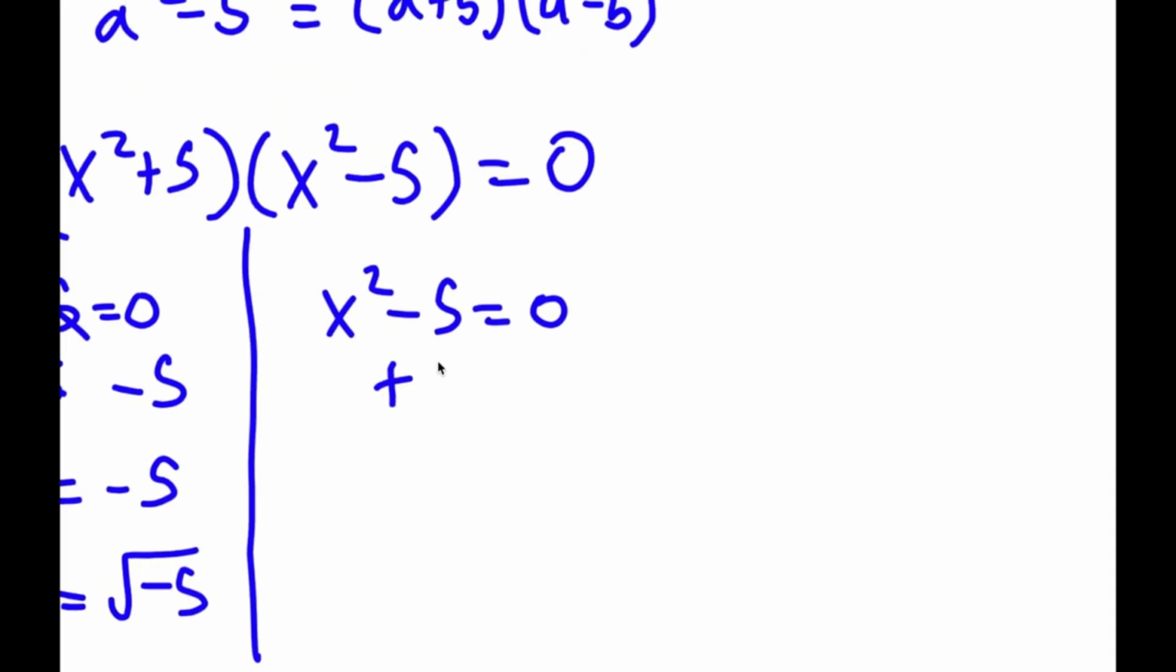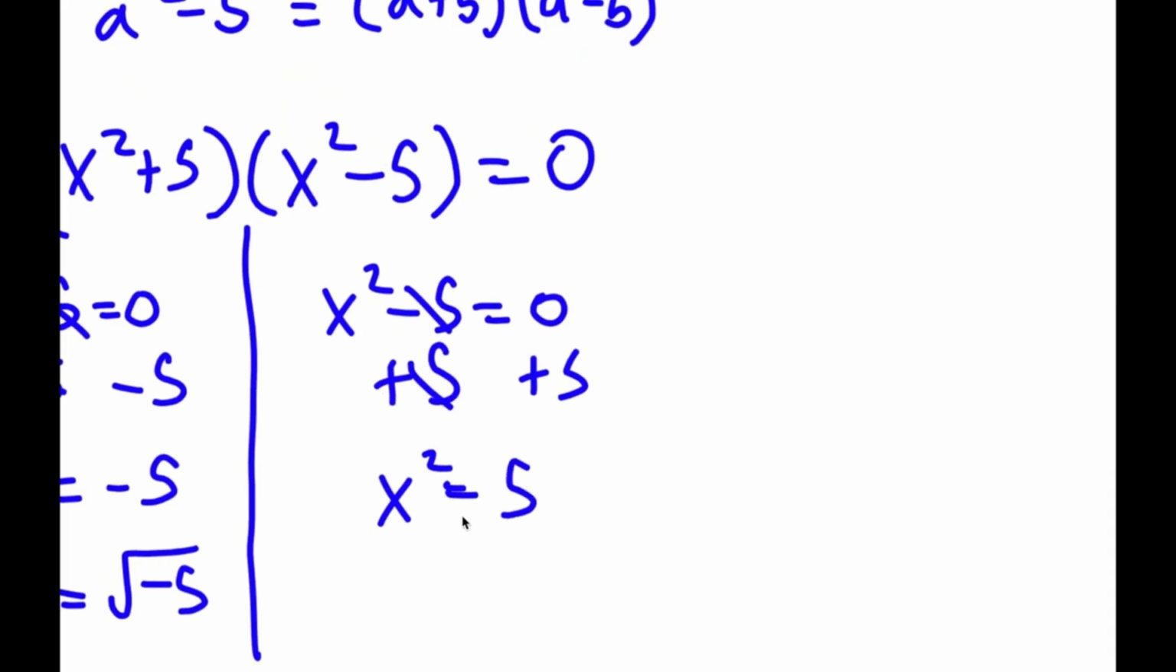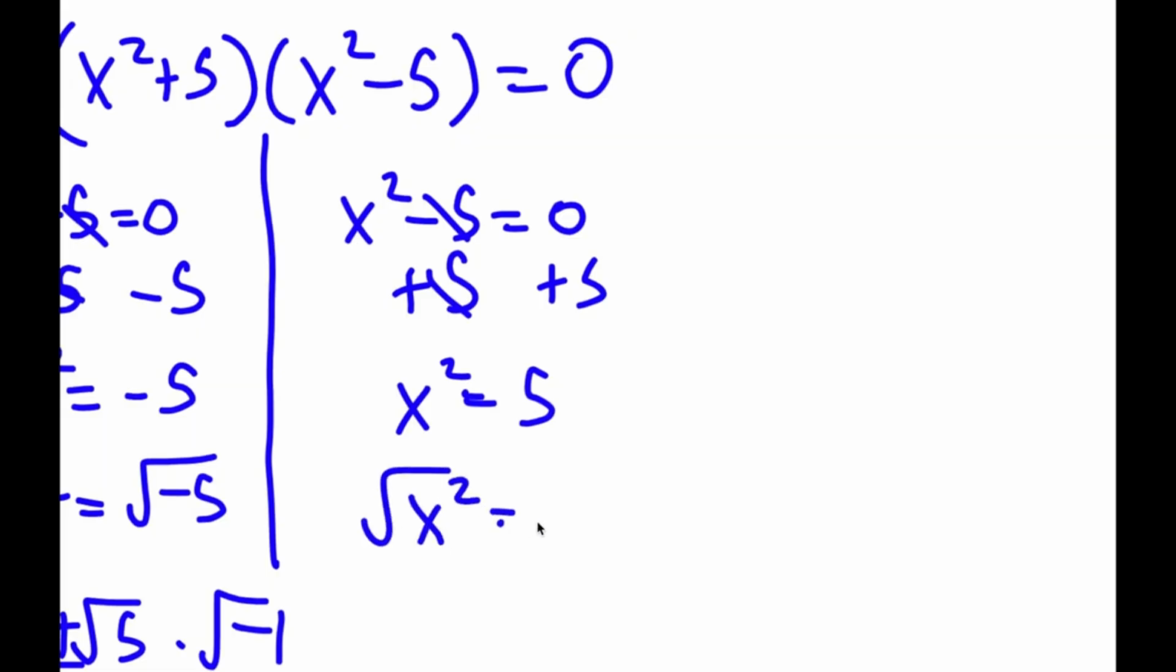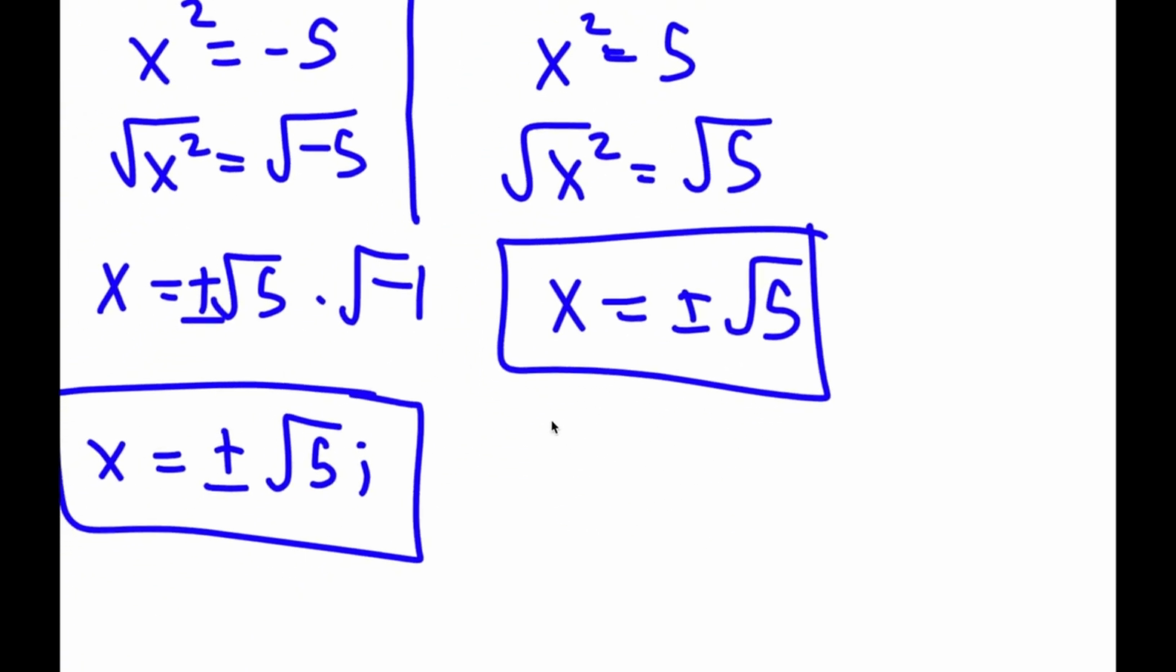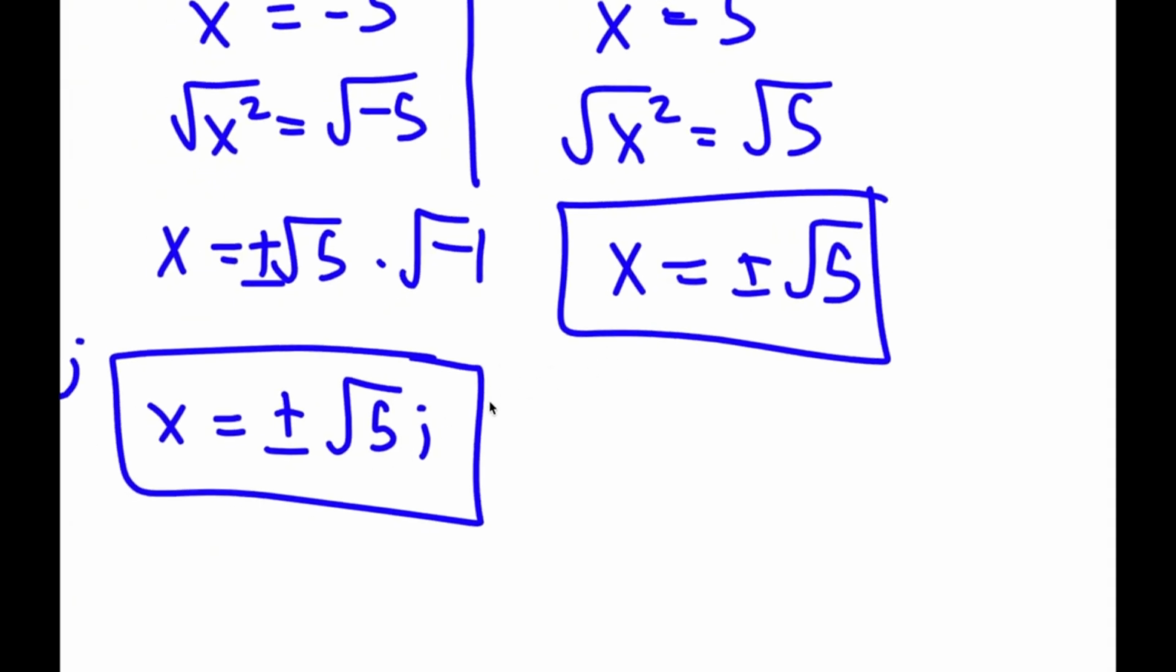Now for here I have x squared minus 5 is equal to 0. I'm going to add 5 on both sides. Now I have x squared is equal to 5. Now if I take the square root on both sides, square root of x squared is x. The square root of 5 is the same thing, positive or negative square root of 5. So these are two solutions. So these are my 4 solutions to this problem.